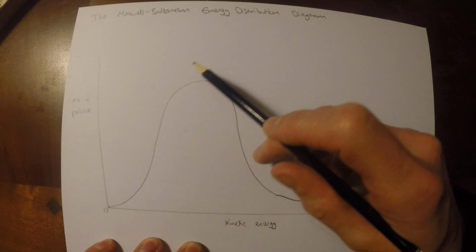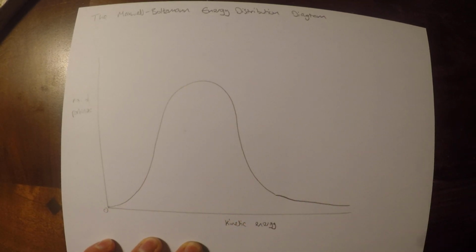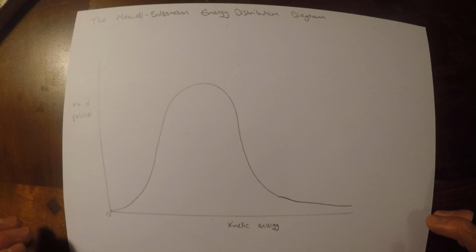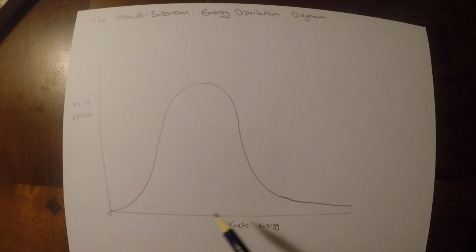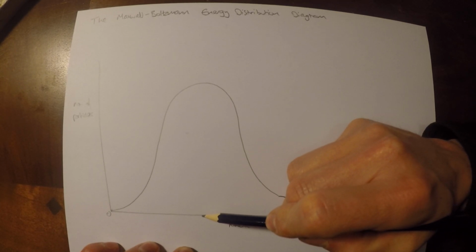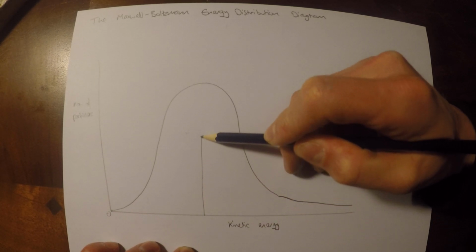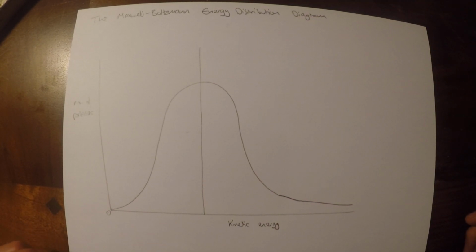Now, the area underneath the curve indicates the total number of particles in the system, since this is measuring the probability of a particle having a certain amount of energy here. A few things we need to be able to label on this diagram. The first is that if we draw a line halfway through the curve, so to the left of this line we have 50% of our particles, to the right of the line we have the other 50% of the particles.